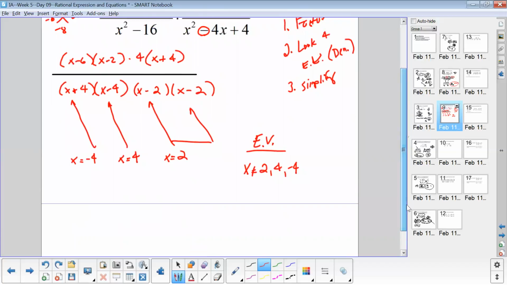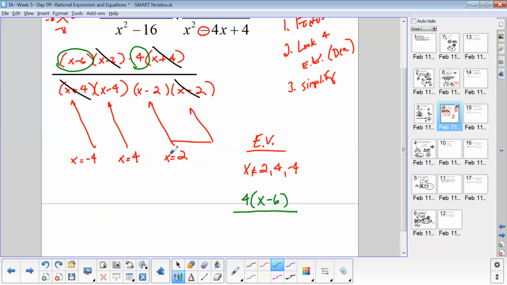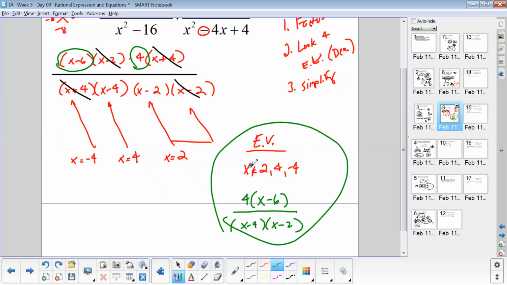And now we want to see, okay, well, what will divide out? Well, the x minus 2 and x minus 2, the x plus 4 and the x plus 4. So what are we left with? We're left with 4 times the remaining. So that would be 4 times x minus 6, all divided by what's left. X minus 4 times x minus 2. And we're good to leave it like that with the excluded values.